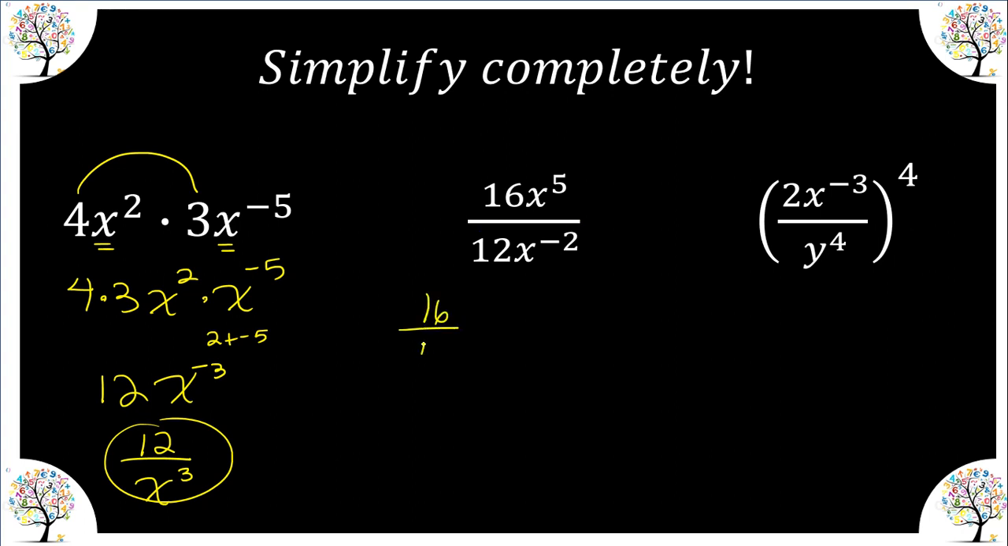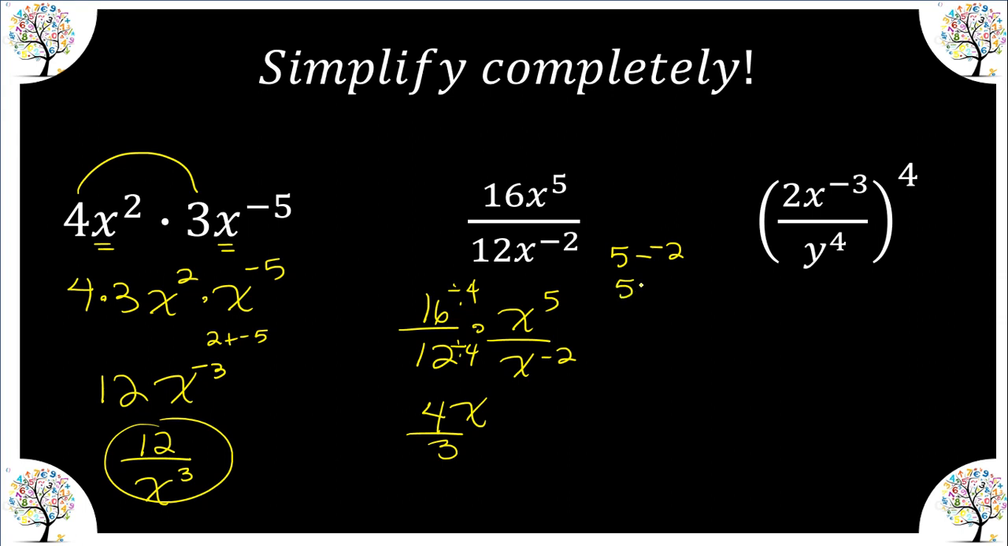But first, let's just rewrite like factors and then be very careful. Okay, we have this negative involved. This 16 over 12 can reduce by a factor of 4. So we have 4 over 3, and now we start with the x in the top, and I'm going to write this out. This is 5 minus -2, which is really 5 plus 2, so that is 7. So we don't have to move any factors.